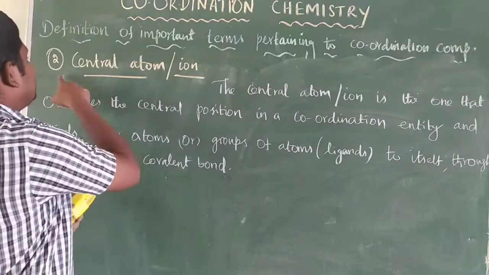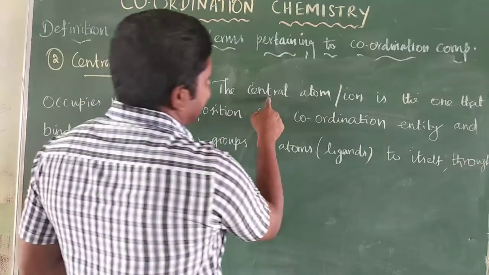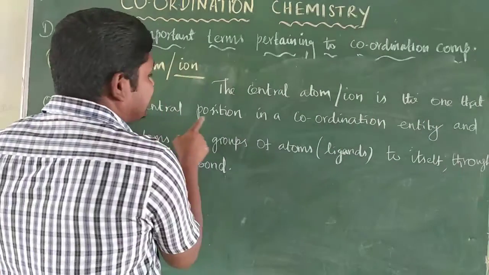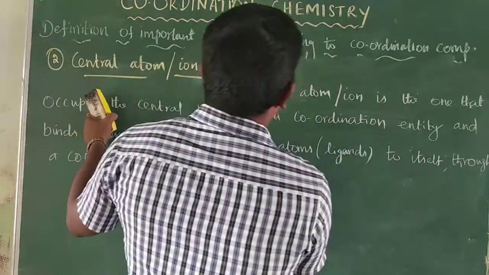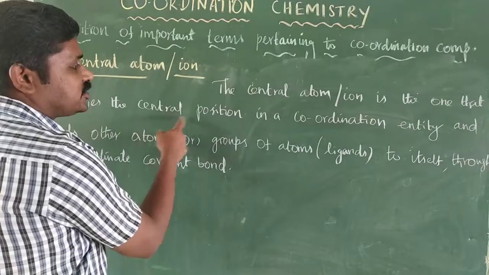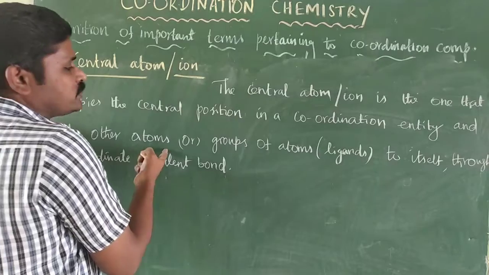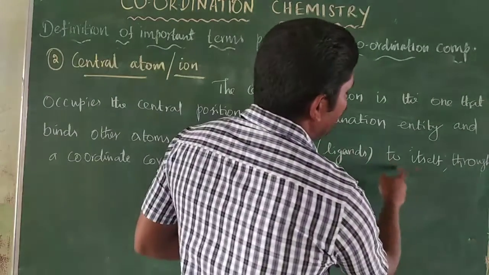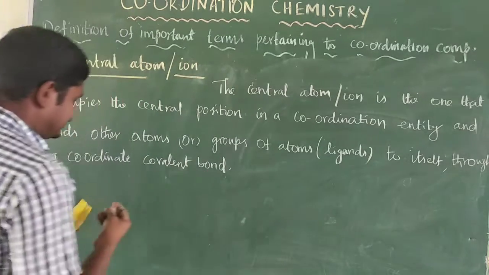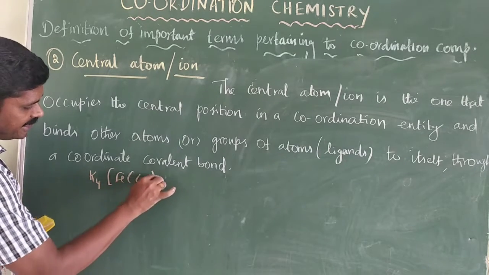Right? The second one is the central metal atom or ion. The central atom or ion is the one that occupies the central position in a coordination entity and binds other atoms or groups of atoms, ligands, to itself through a coordinate covalent bond. For example, K4[Fe(CN)6].